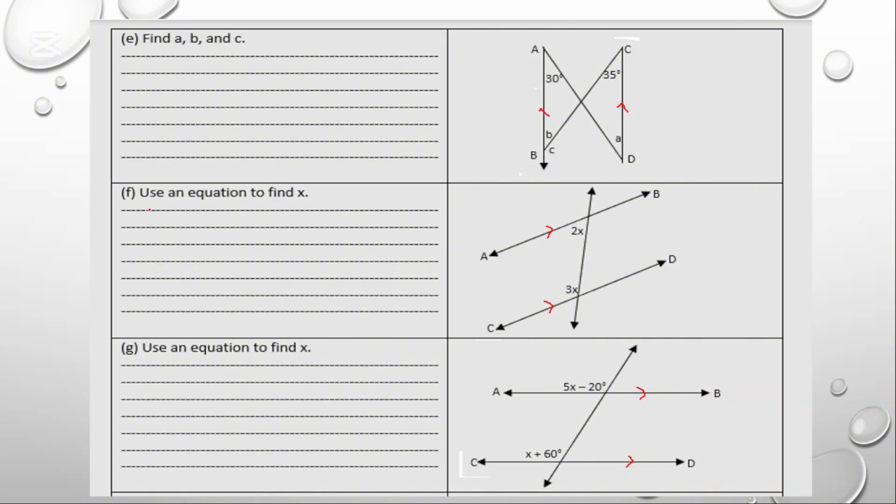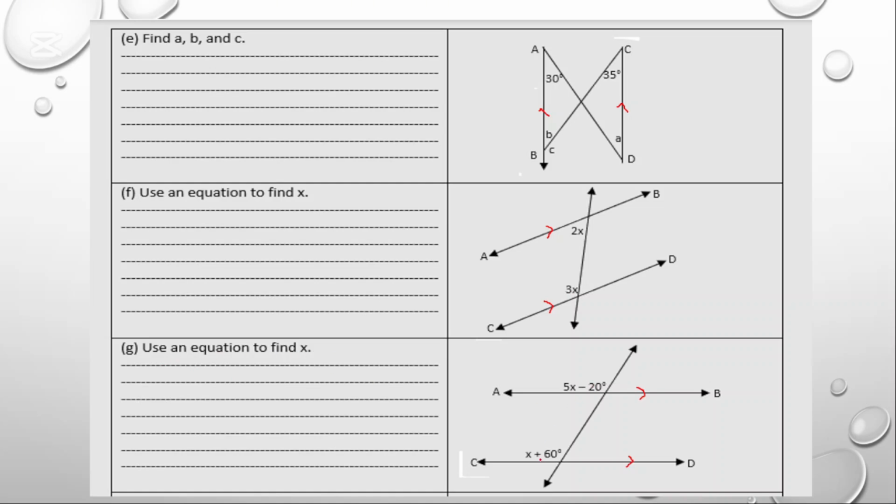F. Now you must remember the rules for an equation again. You did that in algebra. Use an equation to find x, and you must first always decide if 2x and 3x form a pair, right? And from there you work out your equation. This one here, I think I'll help you with this one. Use an equation to find x.